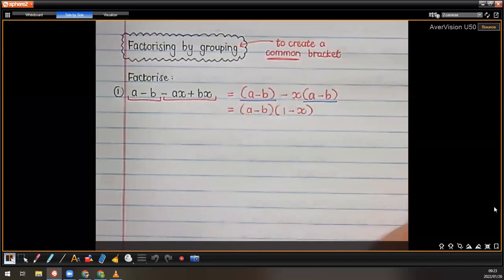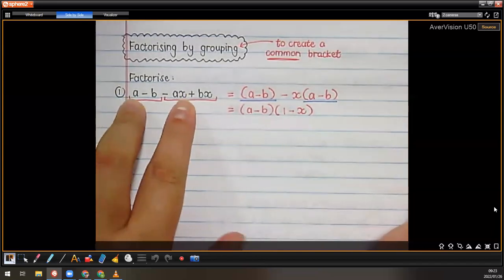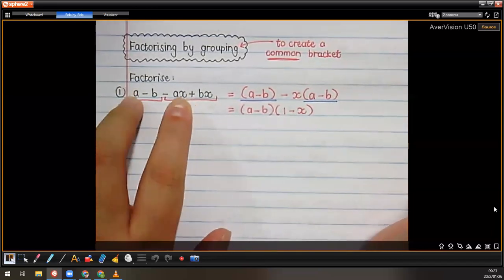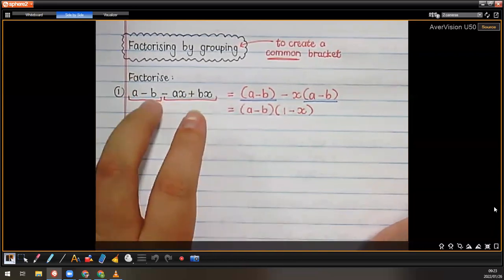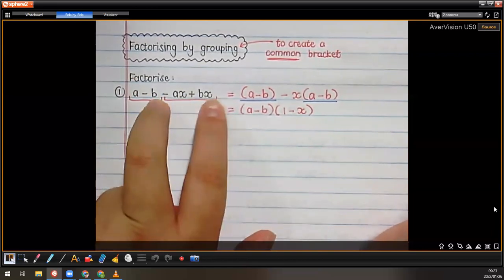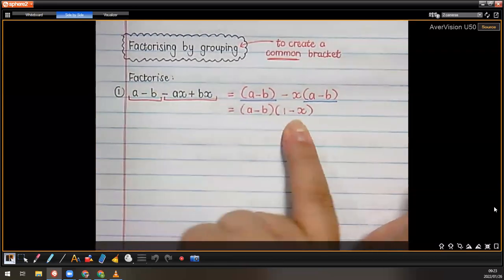That's one way of doing it. What we also could have done is we could have grouped terms 1 and 3 together, because both have a common factor of a there. And then I could have grouped terms 2 and 4 together. I have a common factor of b. Then my common bracket would have been 1 minus x.